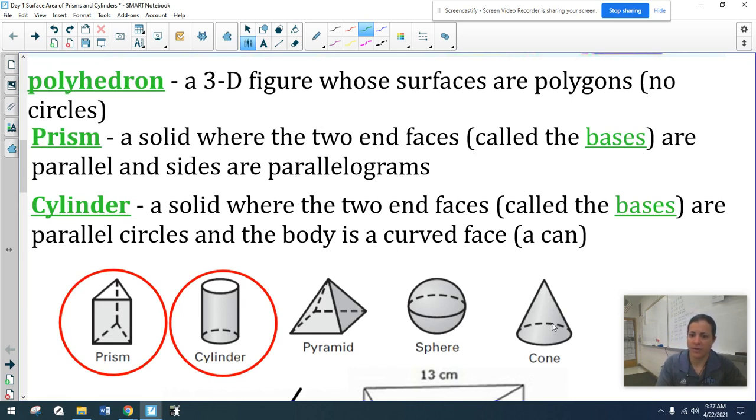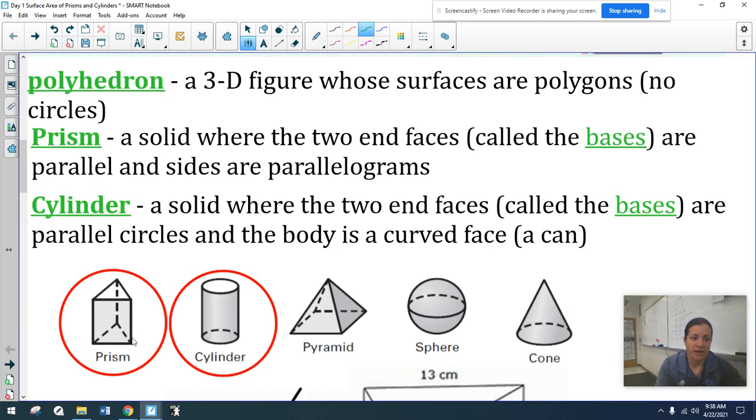So a cone cannot be a polyhedron, a sphere can't be, but a pyramid is. All of these, the 1, 2, 3, 4, 5 pieces, the 5 polygons in there, those are all polygon shapes. Same with the prisms. With this prism over here, I've got triangle, triangle, rectangle, rectangle, rectangle. So all of its faces, all of the surfaces are polygons. A prism and a cylinder, these are the 2 that we're dealing with today. We'll worry about the other 3 later.